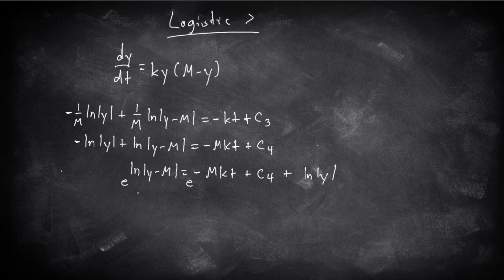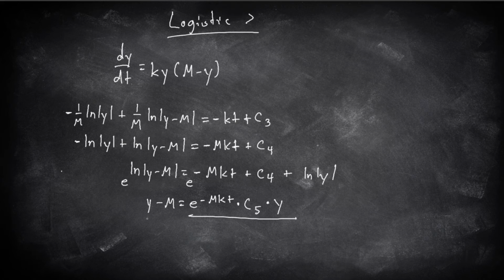As usual, we're working with natural log. We don't want that, so raise both sides to a power of e. So e to the natural log cancels out, and that's y minus m. Then e to the negative m kt, times e to the power of c sub 4. There, e to the power of some number is just another constant, so c sub 5. And e to the power of natural log of y is just y.